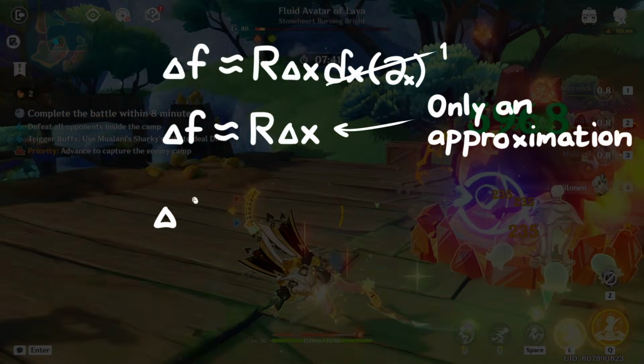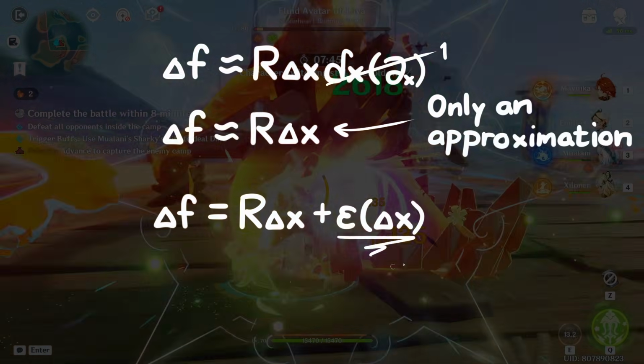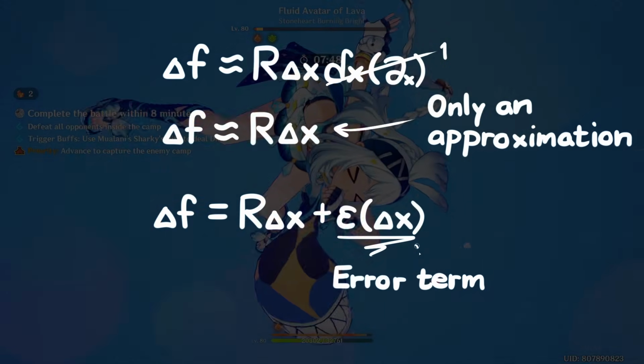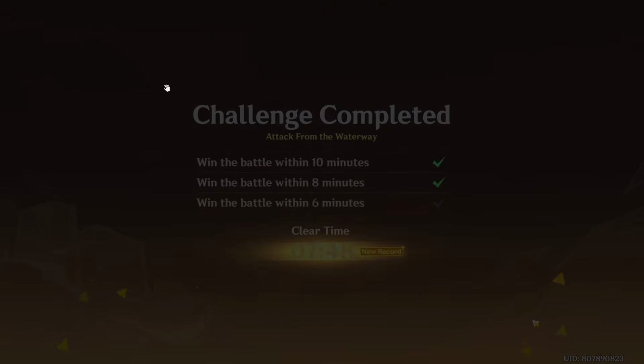To make these exactly equal, we need to include an error term, which is itself a function of the change in x, epsilon of delta x. Now we can solve for r pretty easily.